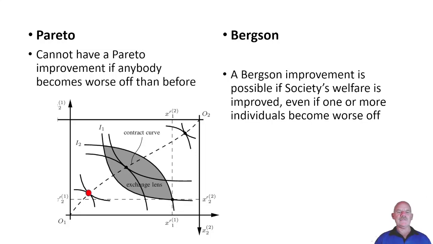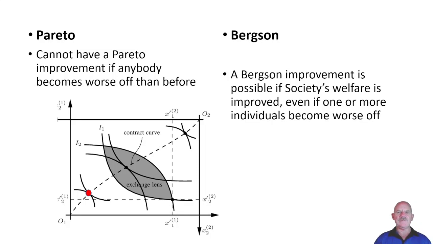So let's say we start at the red dot. It's on the contract curve, so it's Pareto optimal. But the red dot is very close to person 1's origin, so person 1 is poor in this context and person 2 is rich. Person 2 lies on a very high indifference curve.